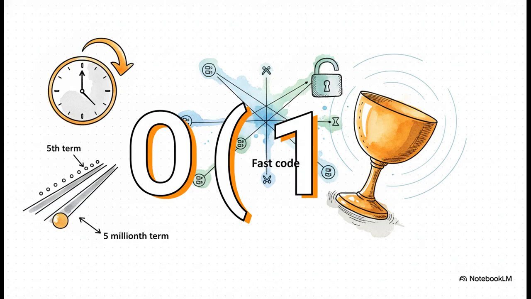It runs in what programmers call constant time. All that means is that it takes the computer the exact same amount of time to find the 5th term as it does to find the 5 millionth term. Why? Because it doesn't have to do all the steps in between. That kind of efficiency is like the holy grail of writing fast, powerful code.